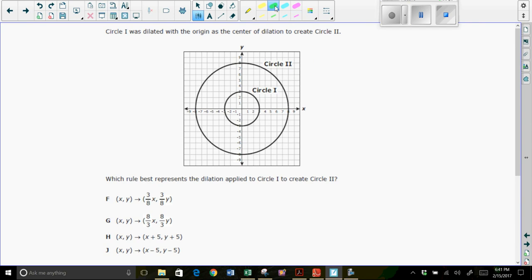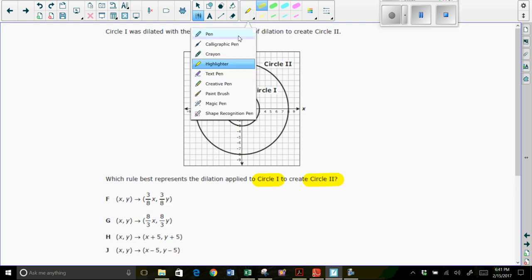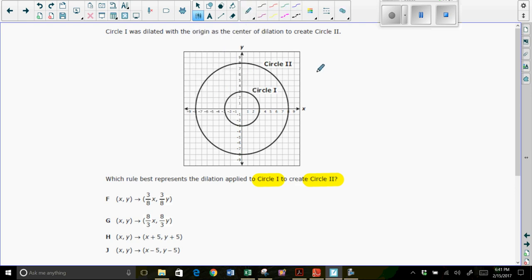First thing I want to do is see which way we're going. Are we going from small to big or big to small? Here we changed circle 1 and turned it into circle 2, so we're going from small to big. I'm going to write that down because it is going to make a difference. We went from the small circle to the big circle.